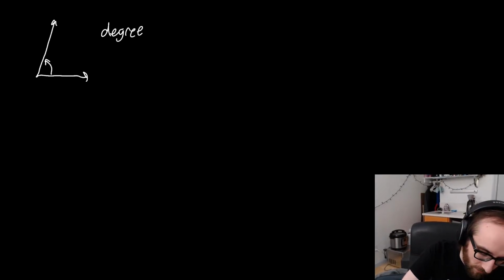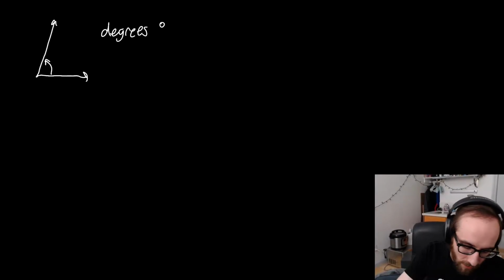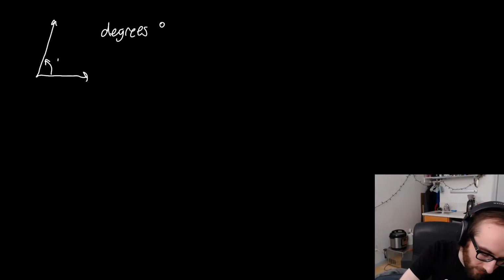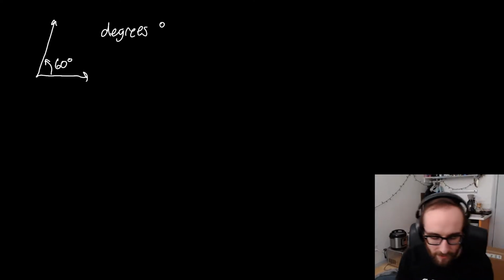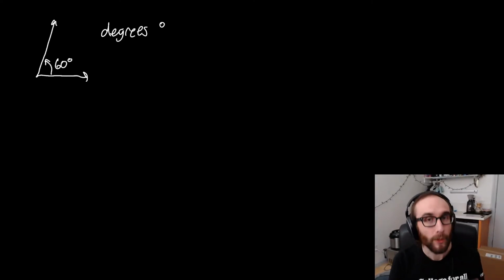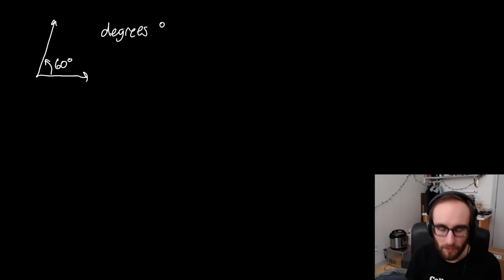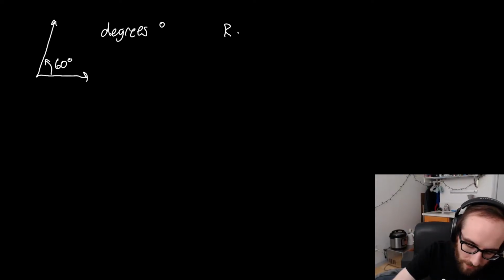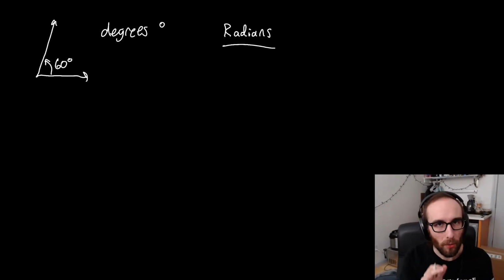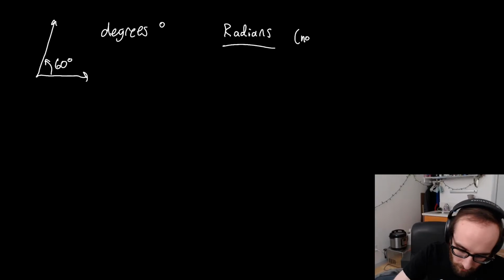And usually when we talk about angle measurements, we use, or we have used in the past, degrees, which has this little degree symbol. So for example here, maybe we have an angle measurement of 60 degrees. So in Precalculus, we are sometimes going to use degrees, but we're mostly going to be using another type of angle measurement called a radian. Radians.